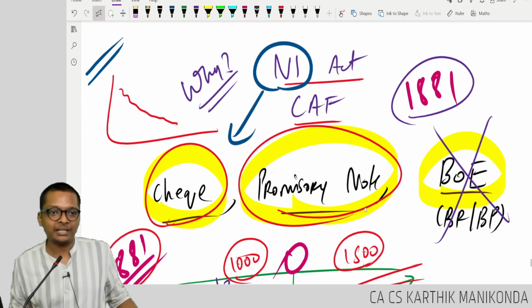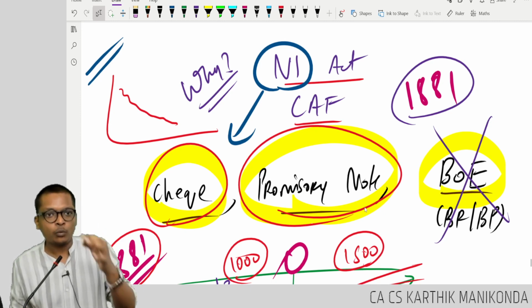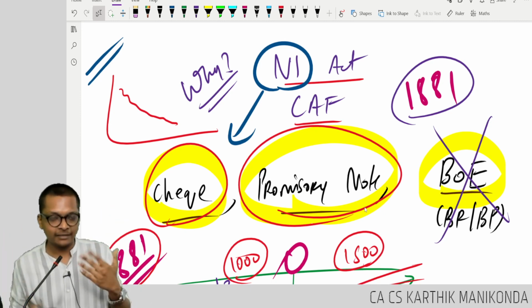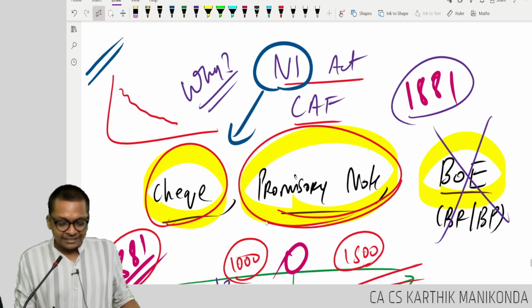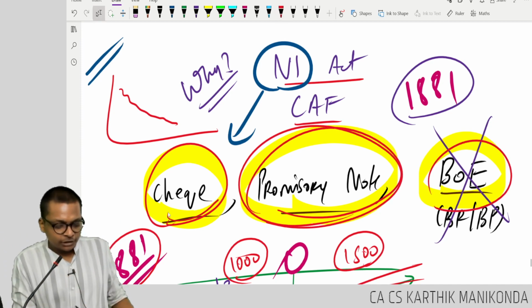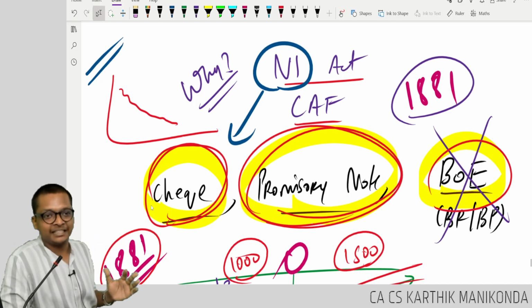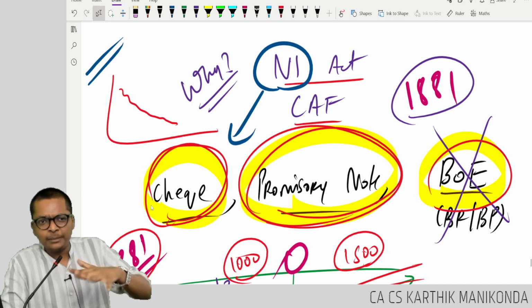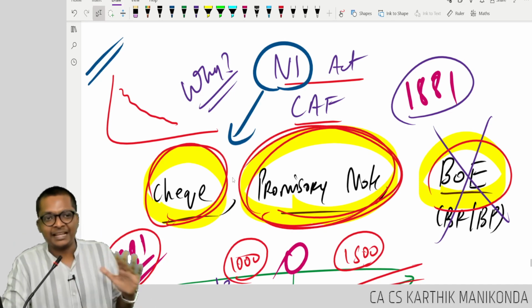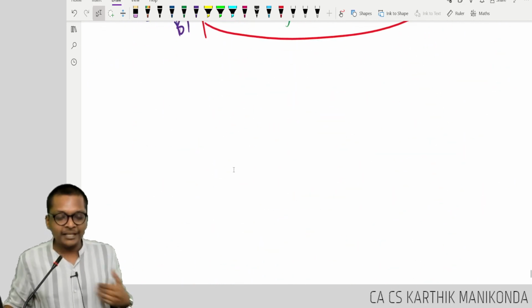Okay, fine. So check also has very limited usage. Promissory note means what? I will explain when I get to that. That's another, what to say, guarantee note. I will come to that. So that means these three instruments had heavy usage in 1881. Today their usage is very minimal. Promissory note is also very rare. I'll tell you where it's used. When is a promissory note used?